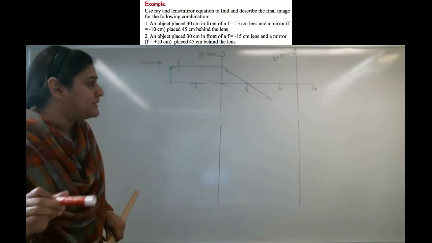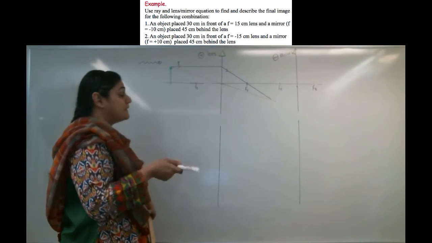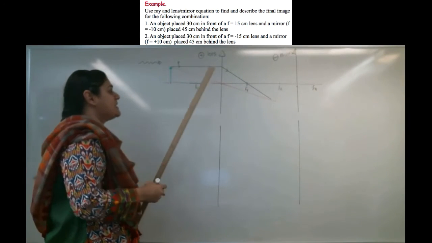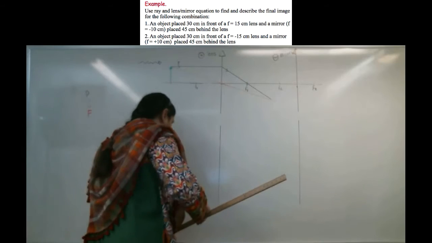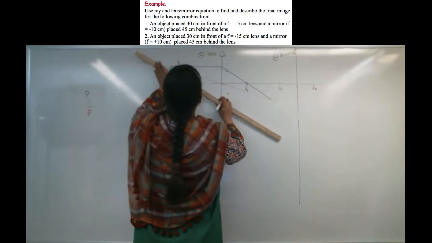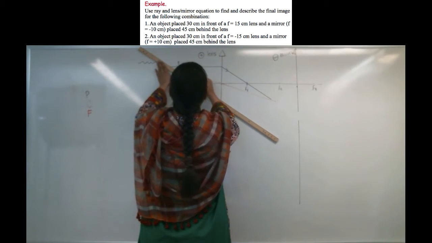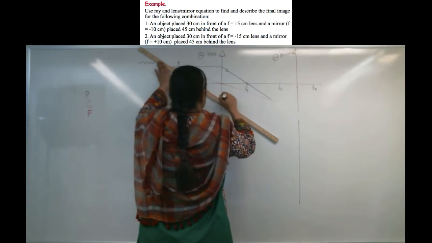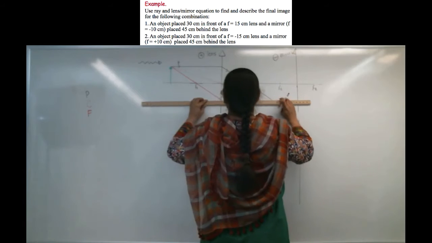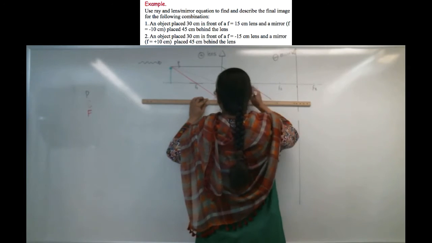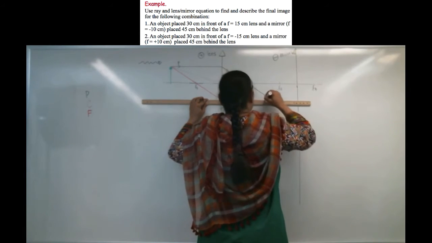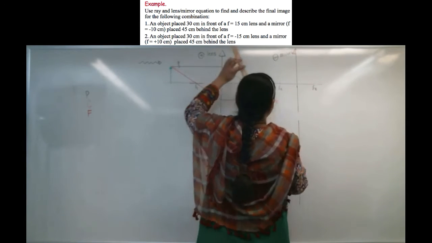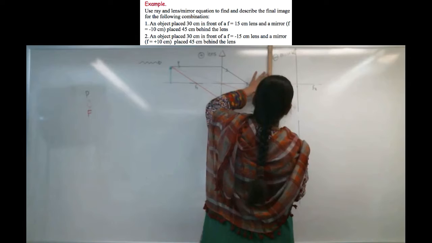The next one we have to worry about is the focal ray. Remember, this is a lens, so it has to use both sides. This one is going to go through the focal point here, strikes here, and then becomes parallel. That's where all three match up. So here's where my image is going to form.